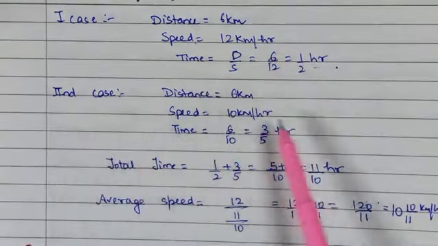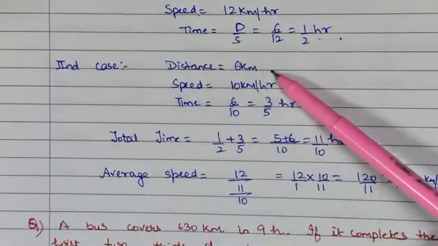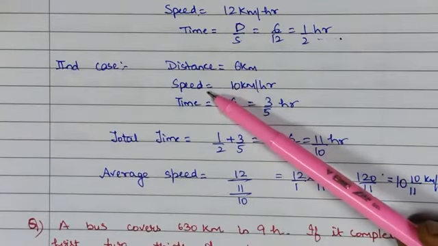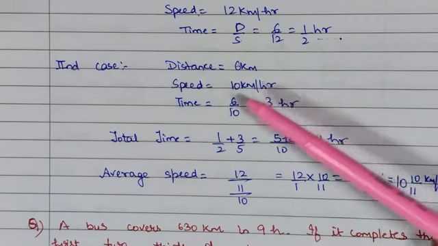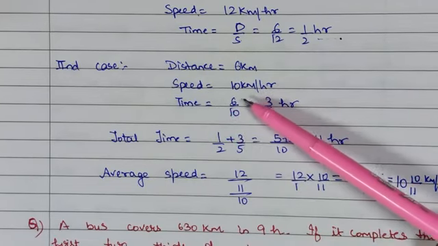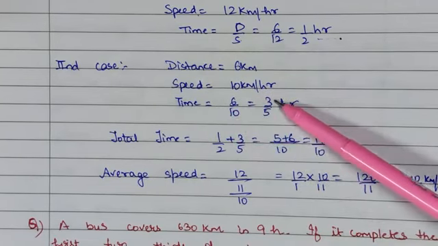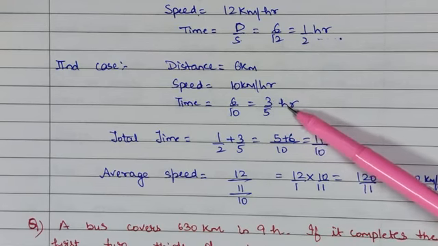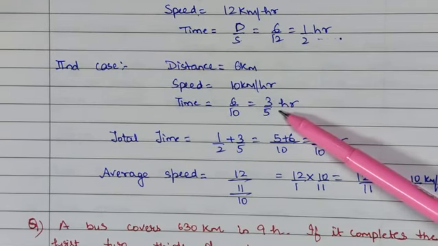Then in the second case, the distance remains the same. Speed has been changed, that is 10 kilometer per hour. So again we will find the time, that is distance upon speed, and we get 3 upon 5 hour. So now let us find the total distance and total time.